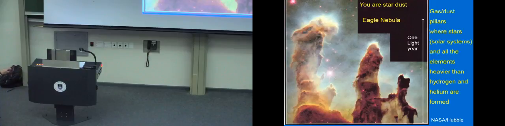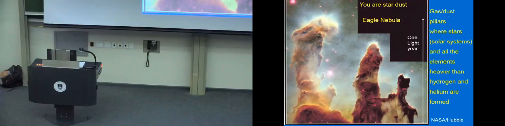And that is represented here by these columns of gas and dust from a supernova called the Eagle Nebula. These columns are 1 light year in height. They were photographed by the NASA Hubble telescope. And you can see within them the nascent stars that are starting to form as this explosive material, gas and dust, start to condense and form solar systems.